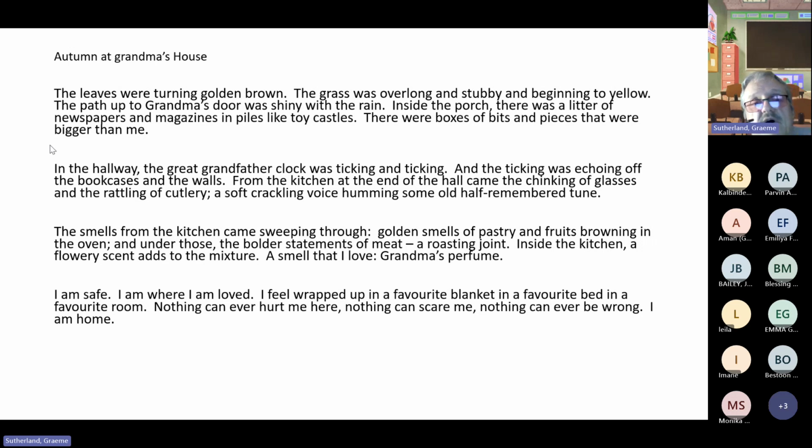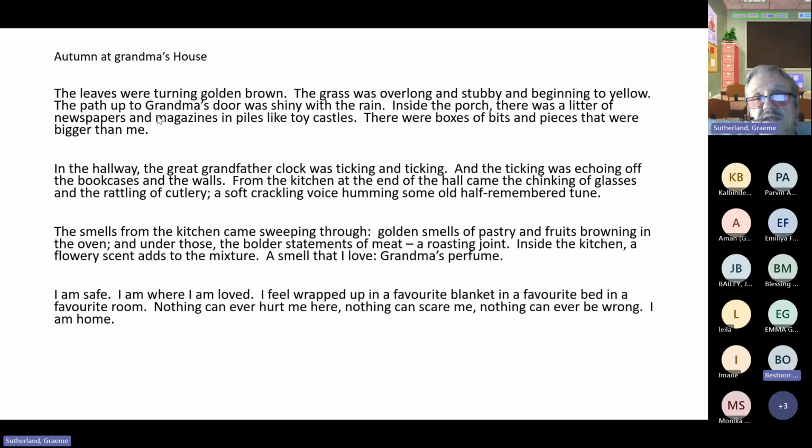Now, this paragraph is about what I can see in my memory going up to Grandma's house. So it's the visual one. It's about colors, golden brown, beginning to yellow. It's about experiences of light, shiny with the rain, the reflections of light. And what you can see around you, the litter of newspapers and magazines, the boxes of bits and pieces. So it's all visual. And do you see also that in terms of telling a narrative, it takes you from outside the house, in the garden, the leaves were turning golden brown, through to the beginning of going into the house. Now we're inside the porch.